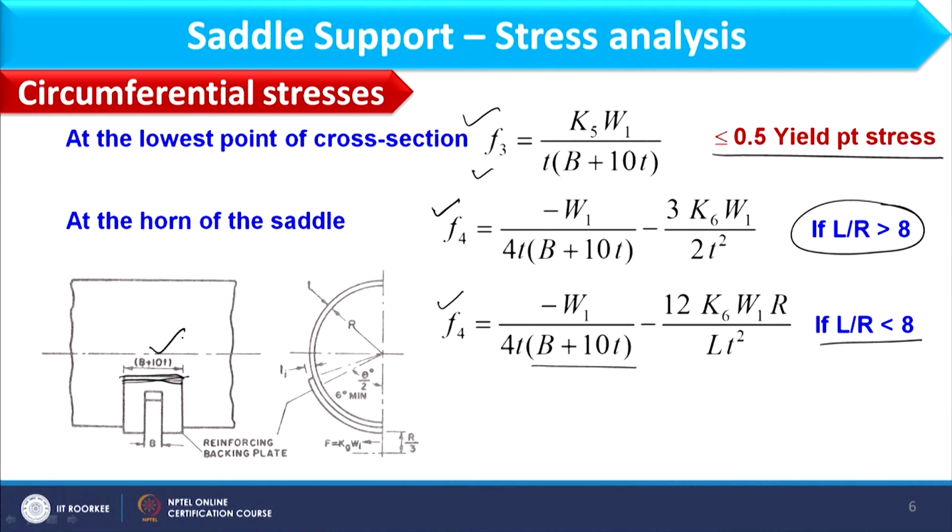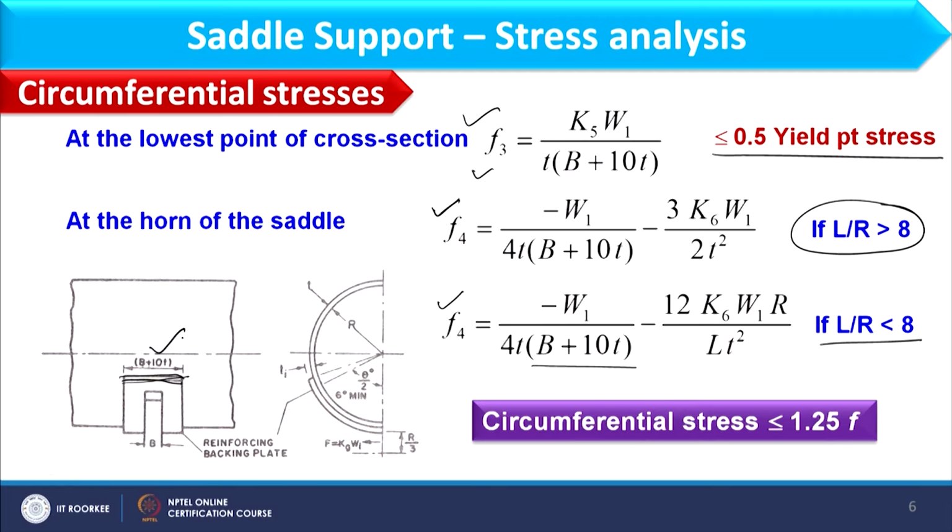Sometimes we provide it if the thickness of the shell is not significant, and if it is significant we do not provide that reinforcing strip. So, B plus 10T is nothing but the width of the reinforcing strip, and all these circumferential stresses should be less than or equal to 1.25 F. In this way we will consider different stresses and their conditions to be satisfied. If the saddle is designed very well, all these conditions must be satisfied.